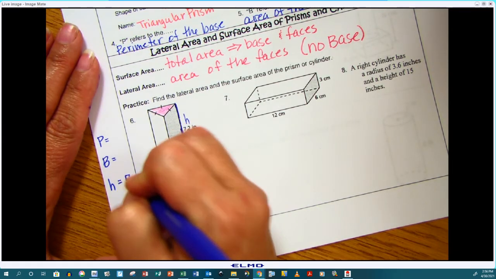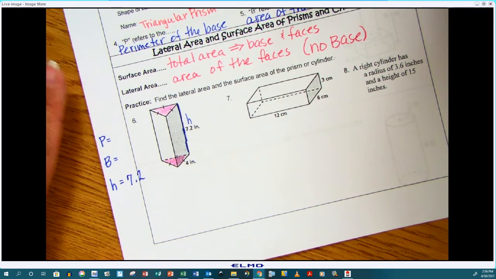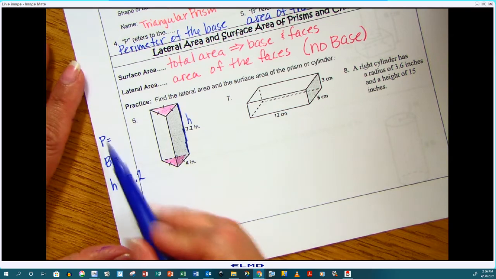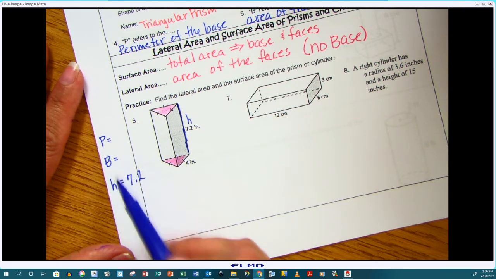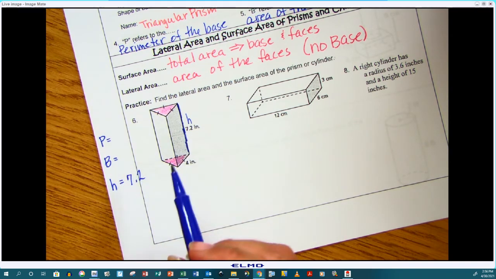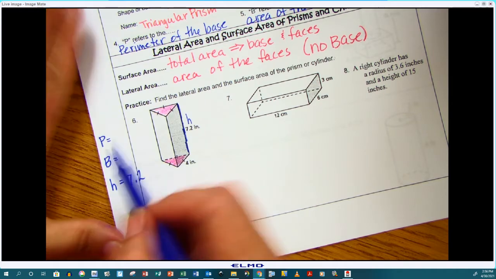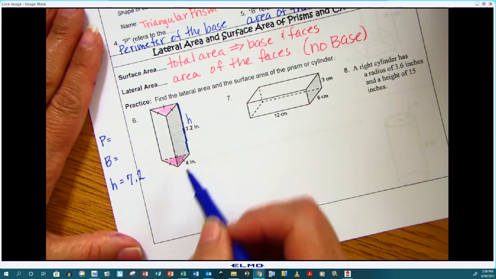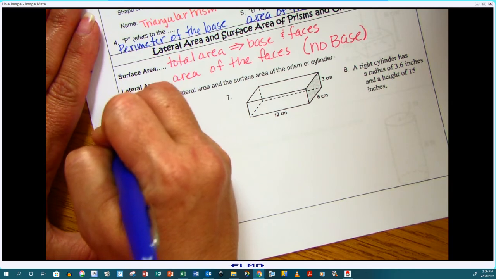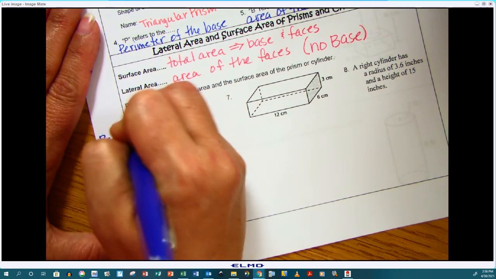So we already know 7.2. And I'm going to tell you guys, once we have these three numbers, you're going to be able to find surface area and volume, no time. Okay? So first, perimeter. So perimeter of the triangle. So since it's equilateral, there are three sides. Each side is 4. My perimeter is 12.